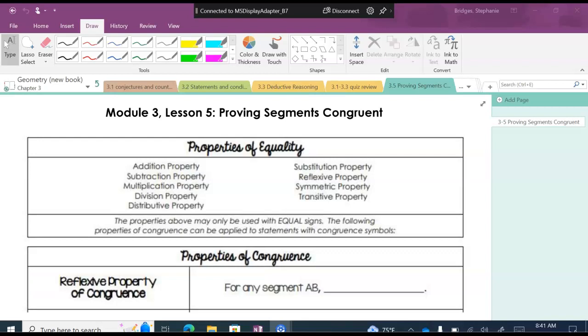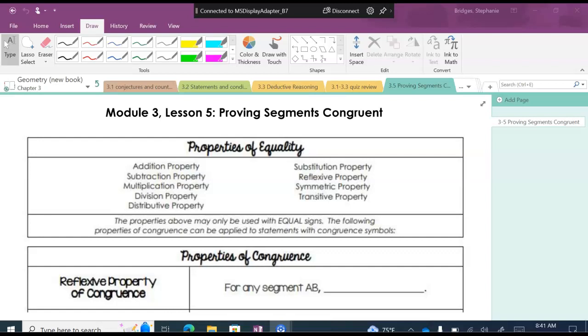On Friday, we did algebraic properties and algebraic proofs. Okay, today we are starting to get into geometric proofs, geometric properties that we will use for these geometric proofs. So the first thing we want to do is review what we talked about Friday.